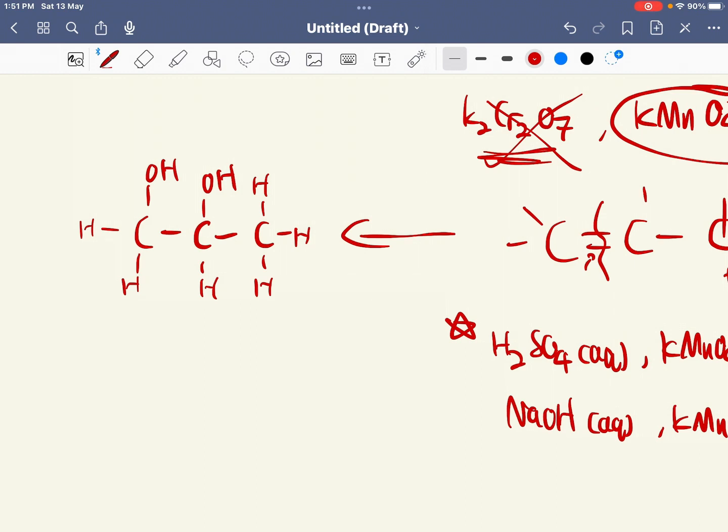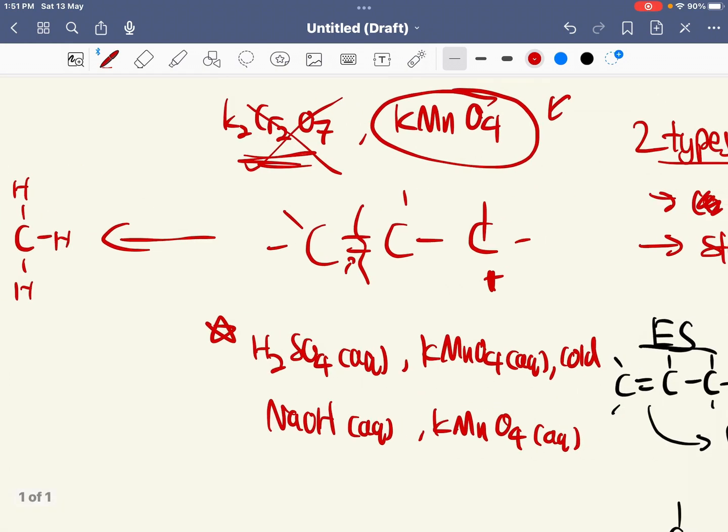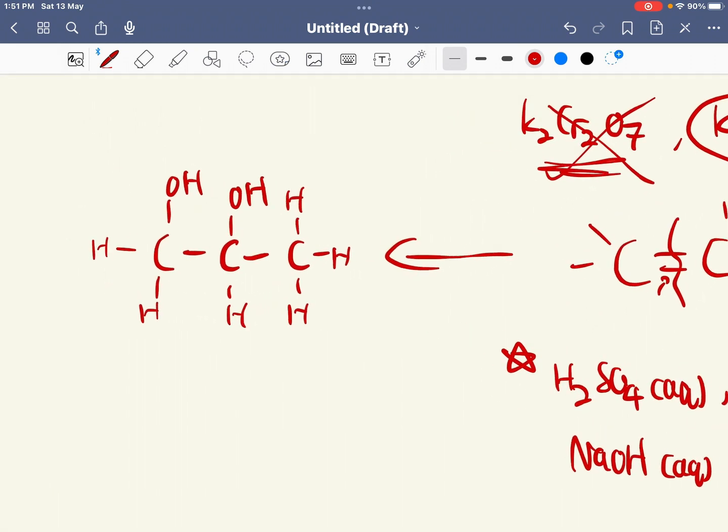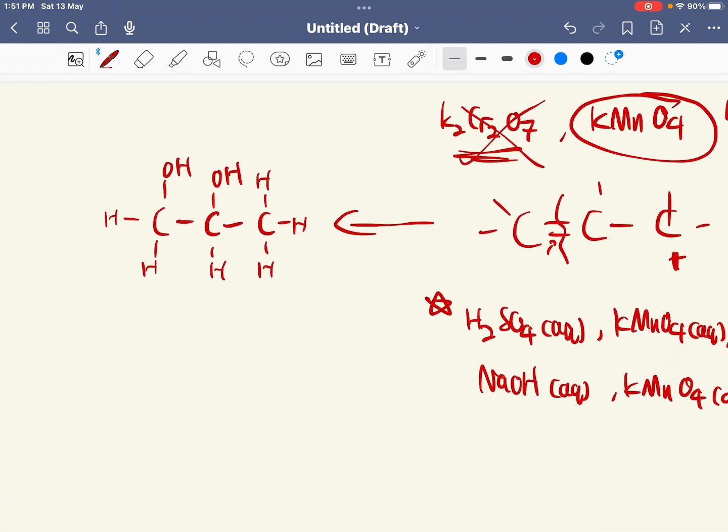So it's 1,2-propanediol. Let me just call it 1,2-propanediol. So that's our mild oxidation. We always add two OH groups to that.